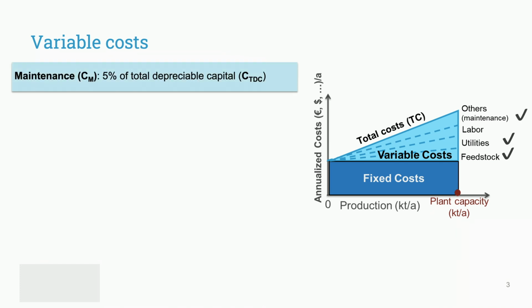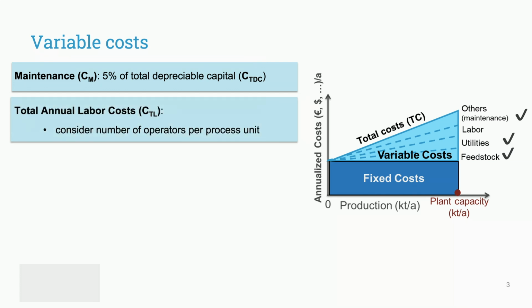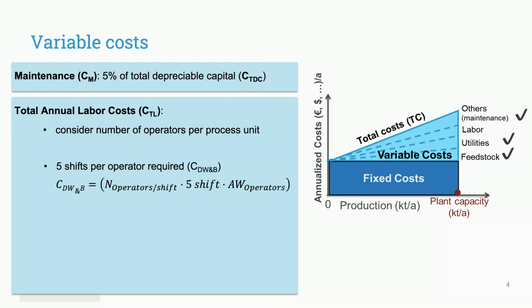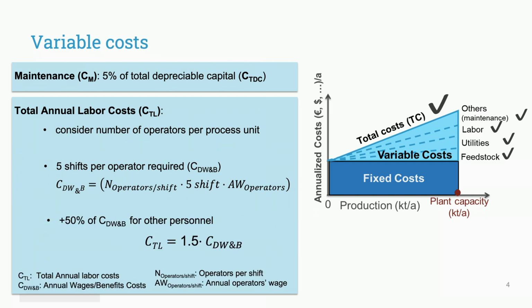Maintenance costs can be a straightforward estimation. It is commonly accepted to use 5% of the total depreciable capital. For the annual labor cost, we need to estimate the number of operators per process unit, which depends on the type of materials handled in the process, the operation mode, and the production scale. For the annual wages, 5 shifts are normally considered per position to account for rotations and time off, and a 50% extra is applied to consider other personnel.